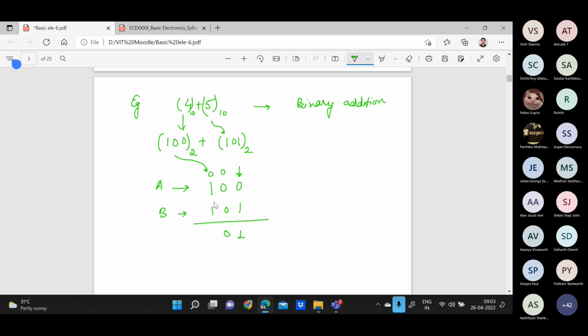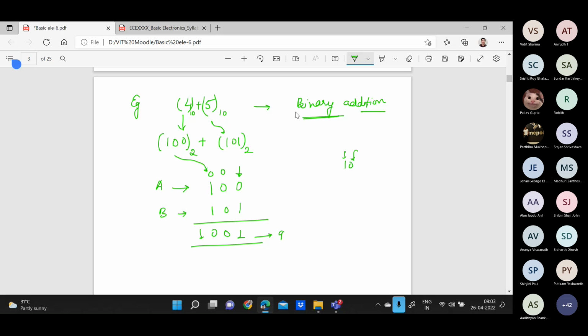Again the carry is 0. If you add 1 plus 1, it will give you 2, and 2 means 1, 0. That means sum is 0 and carry is 1. So the total number you can see is 9. This is the simple example I gave you for adding two numbers in binary addition.